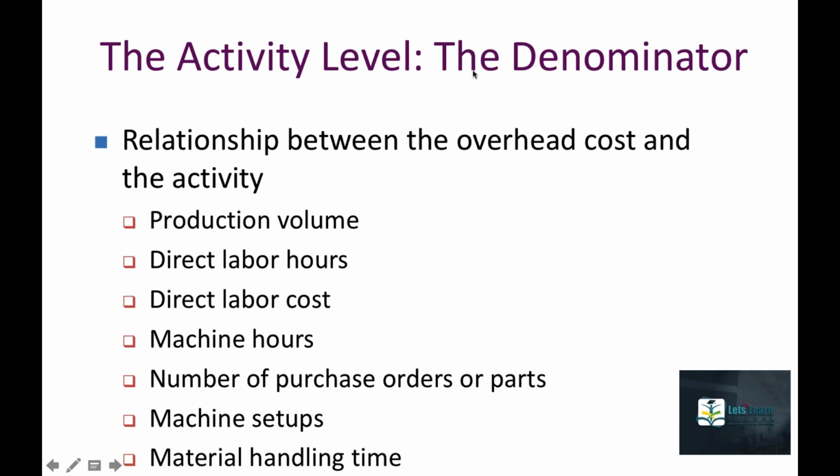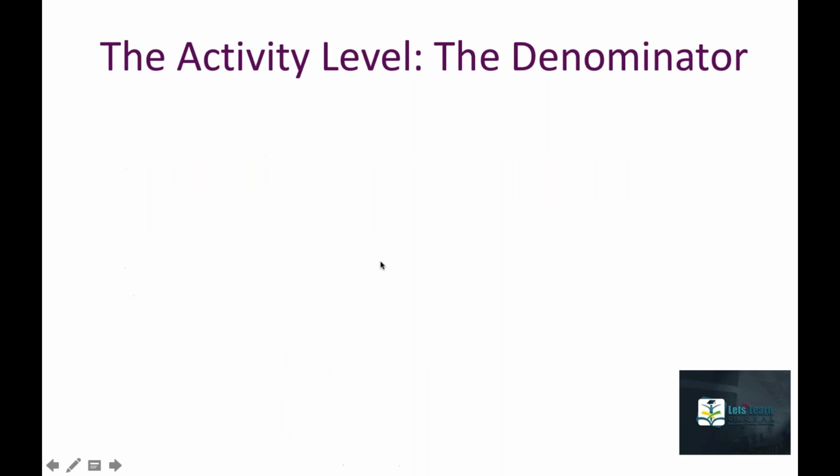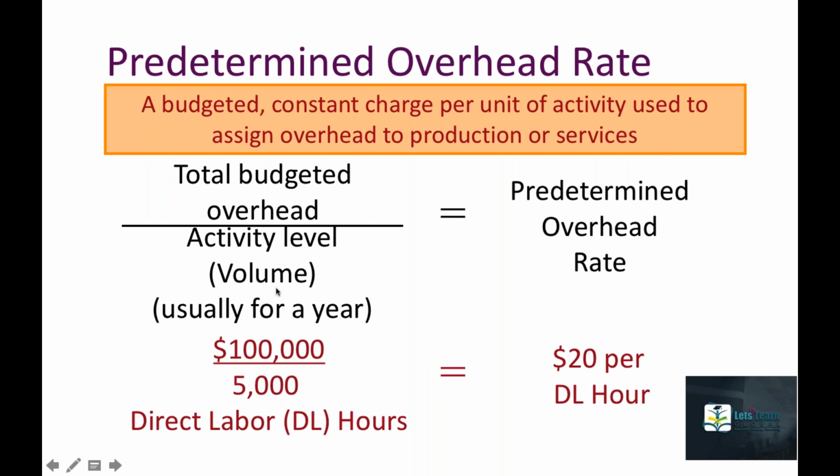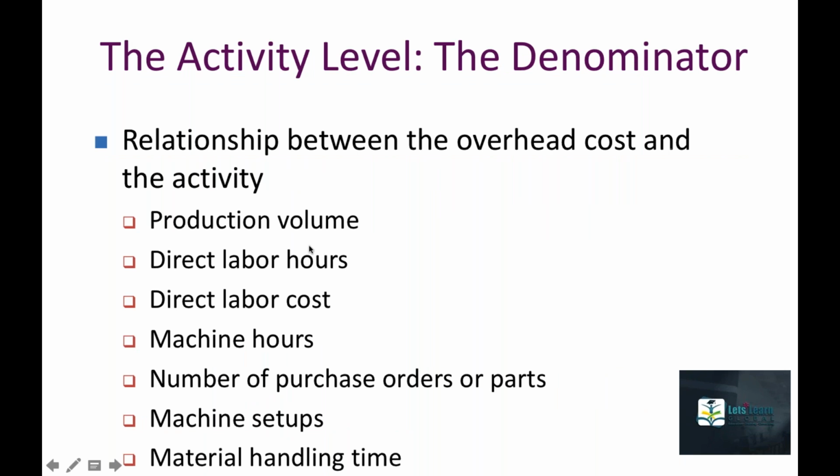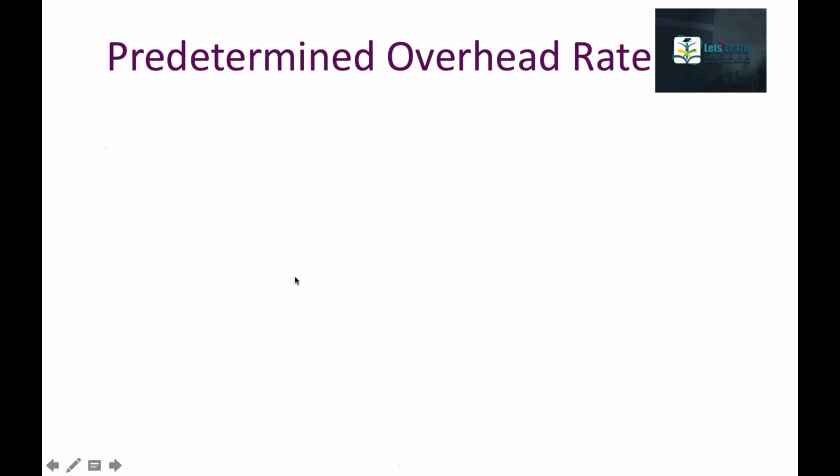The activity level used by the company, in the previous example I used only direct labor hours. Some companies may use a different activity level: production volume, number of units that can be produced during the year, labor hours or labor cost in dollar amount, machine hours, purchase orders, machine setups, handling time, depending upon the importance of the activity. Whichever activity is most important should be the denominator level.